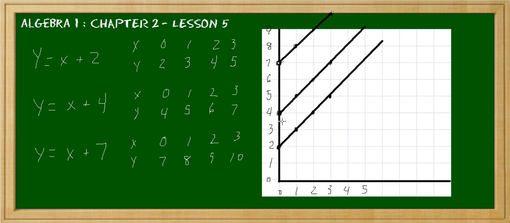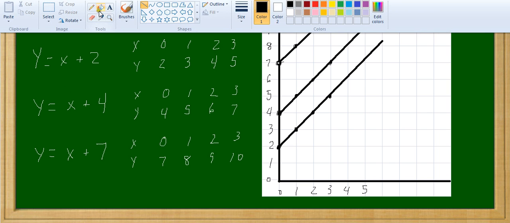Now, where does each line meet the y-axis? So each line, where does it meet? So the first line, we see that it meets here at 2, okay? So we'd write down that 2 would be the first one, 4 would be the second, and 7 would be the third.